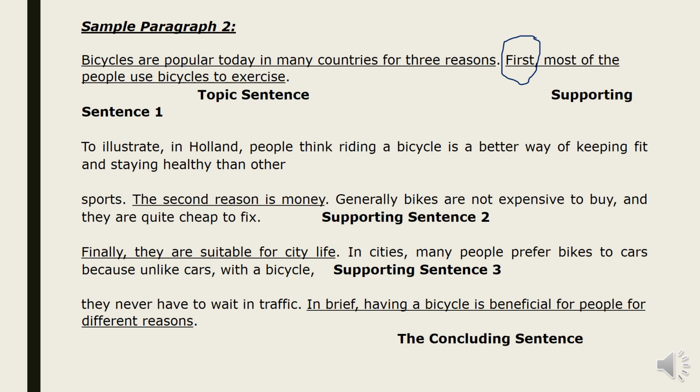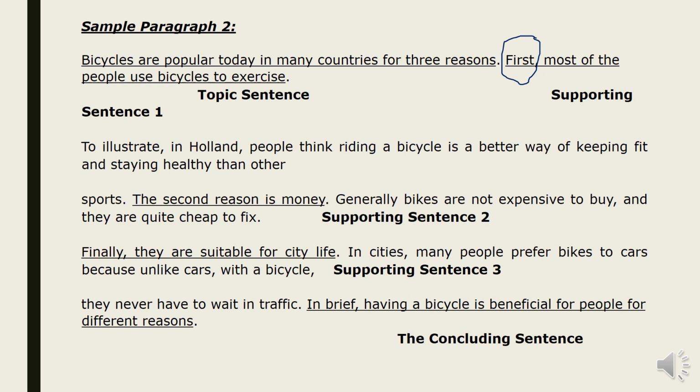This is the second supporting detail. How do I explain it? I have to give an example. I have to explain. I have to illustrate. Generally, bikes are not expensive to buy and they are quite cheap to fix. This is the second reason why bicycles are popular.